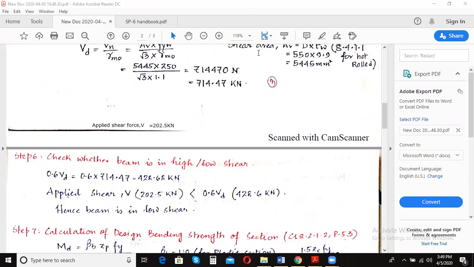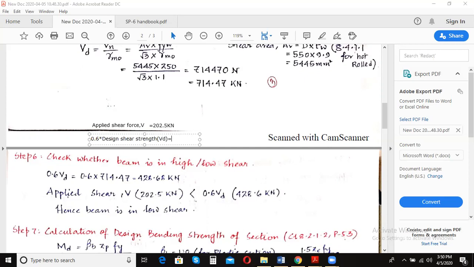So what you have to do in order to find whether your beam is in high or low shear, you have to compare this value of applied shear force with 0.6 times the design shear strength, that is VD.